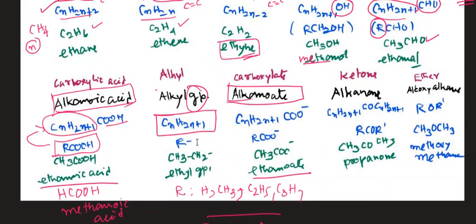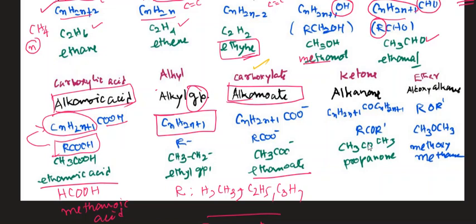So we are able to get what? That is alkanoate. Alkanoate is the carboxylate. Alkanoate is the general nomenclature, the general name for this. That is carboxylate anions. Okay. Then what about ketone?